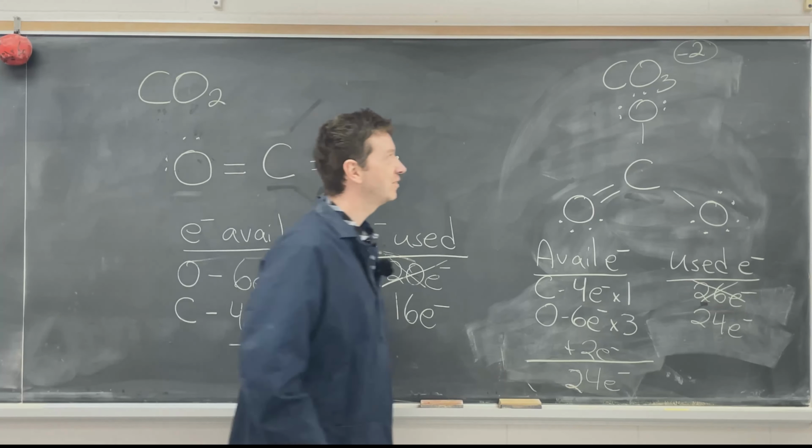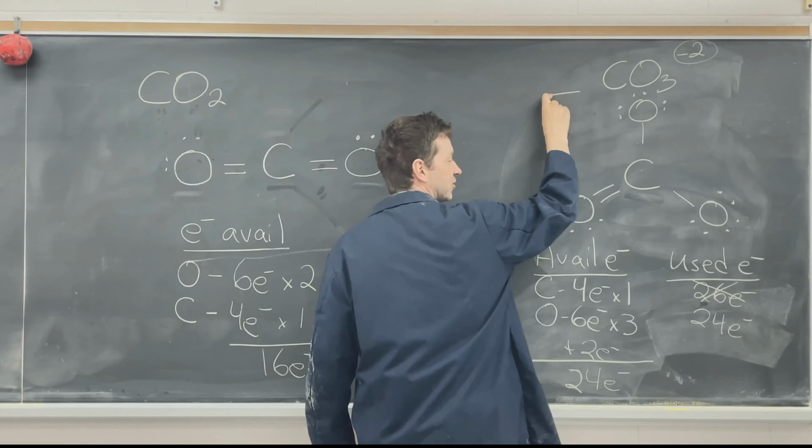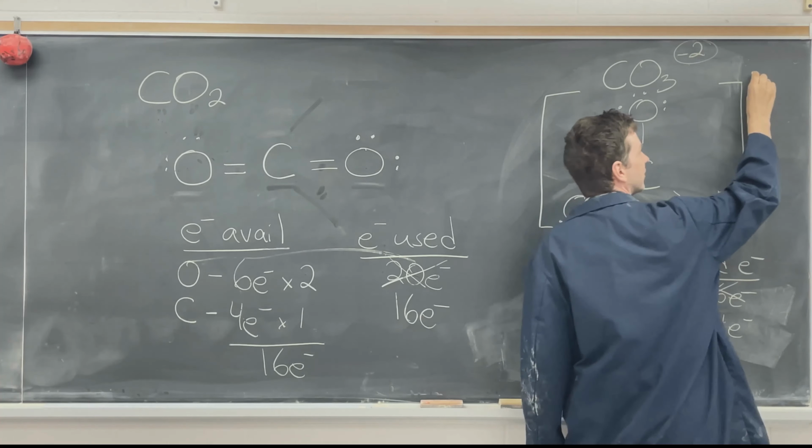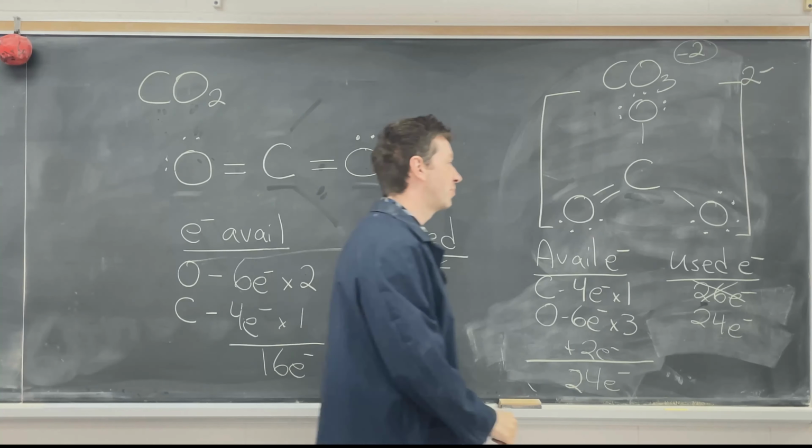One last thing we have to do, because this is an ion, we're going to put square brackets over our Lewis structure and put the charge in the top right corner.